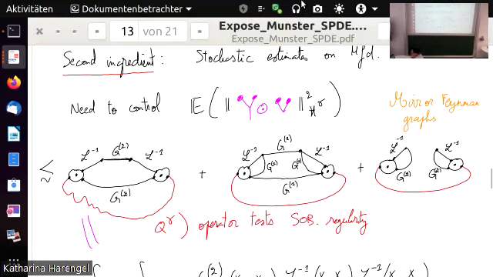Okay, the second ingredient, and this is present in all the works in SPDE, from what I understood, in the Hairer school or in the GIP school, is that you need to make stochastic estimates. So you have these stochastic objects, these trees, and you want to control their Sobolev norm squared, in some sense.